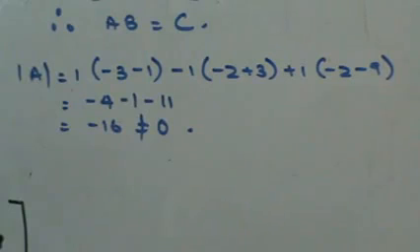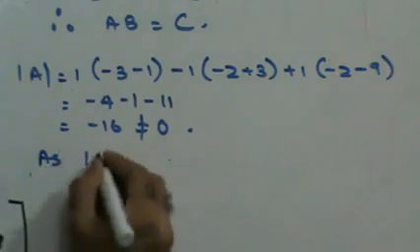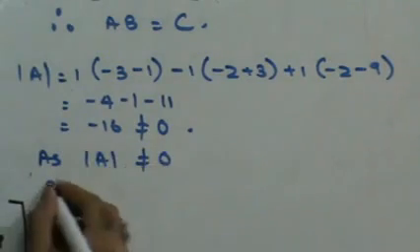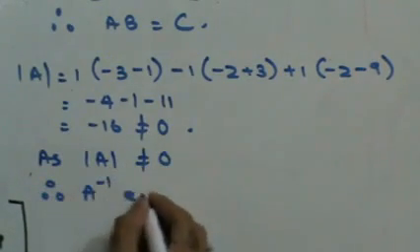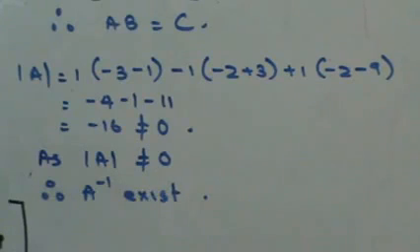So the first thing that you have to find out is determinant of A and prove that it is not equal to 0. So when you are doing inverse method, first thing you have to do is find out determinant of A and prove that it is not equal to 0. As determinant of A is not equal to 0, therefore A inverse exists. Right? Now, we know that A into A inverse is going to be I. Let's first find out A inverse.